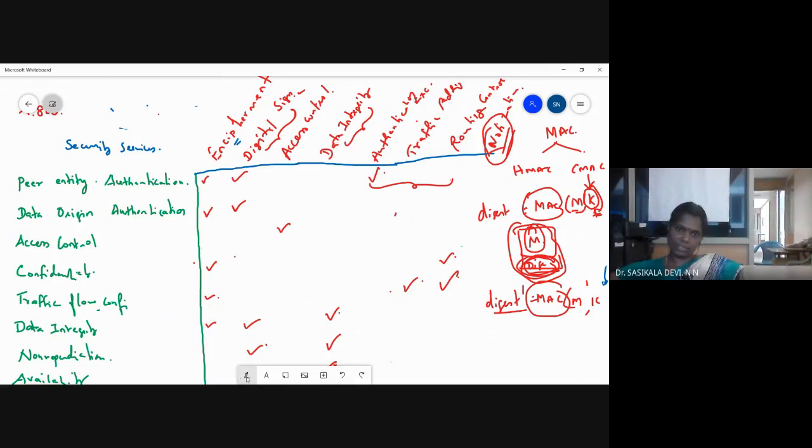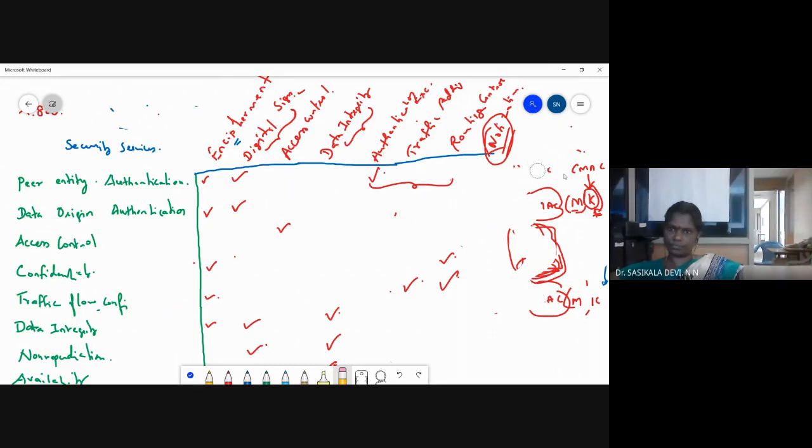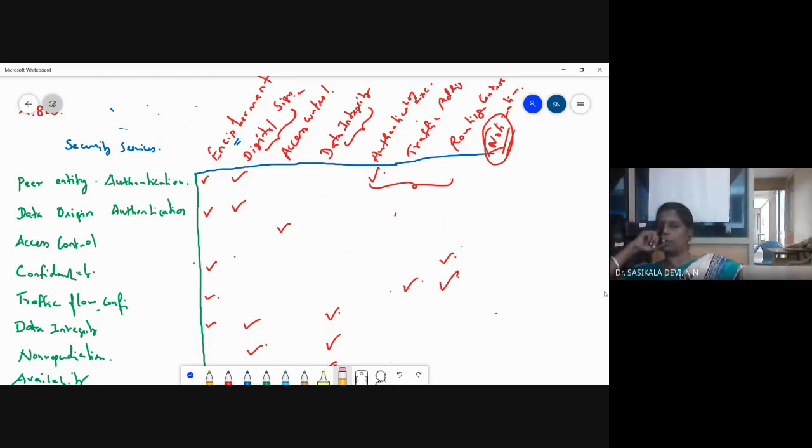So these are standardized by ISO in the X.800 document. All these definitions are specified in the X.800 document. Clear?